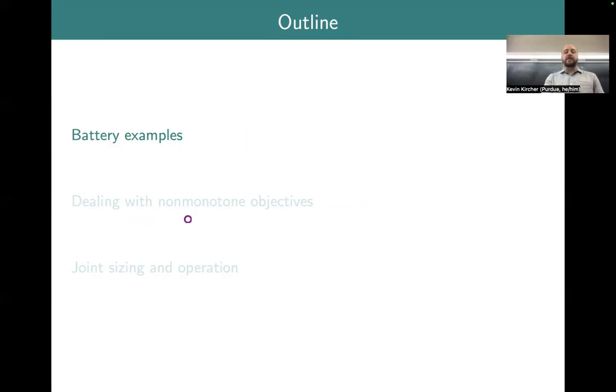We'll talk about what happens when you have non-monotone objectives, meaning if your cost function that you're trying to minimize is not just a strictly increasing function of the variables in your problem, and how to deal with that in battery problems. And then we'll talk about joint sizing and operation. This basically means if you want to decide not just how to operate a battery that already exists in, say, a building, but you want to decide how big of a battery to put in. How would you formulate and solve that problem?